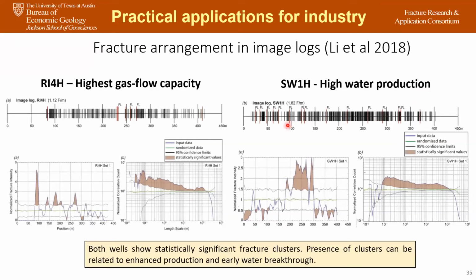And the other well, SW1H, had a high water production and an early breakthrough of water. And you can see here that it also has many clusters appearing through the well. And this huge cluster here appearing around 200 meters, if you take a look at the fracture intensity log, you're going to see that this cluster is about 120 meters. It's really wide, and the normalized correlation count of this well tells you that these clusters are there because it is distinguished here from random, and it's a very strong clustering, and that the size here is about 120 meters. So this is very interesting information that could be acquired using NCC in the subsurface.